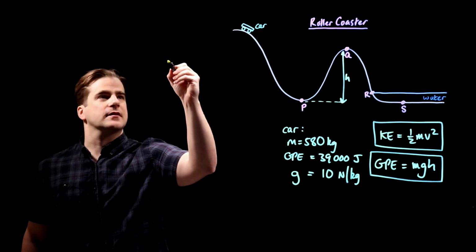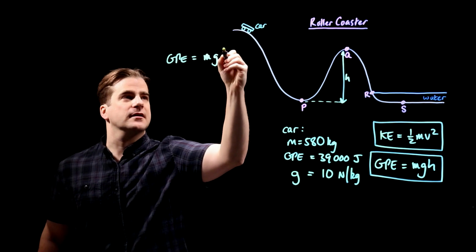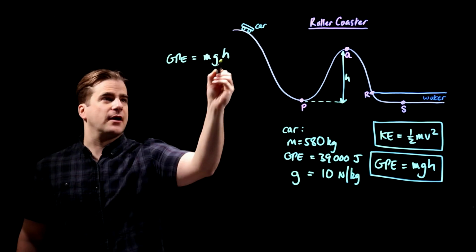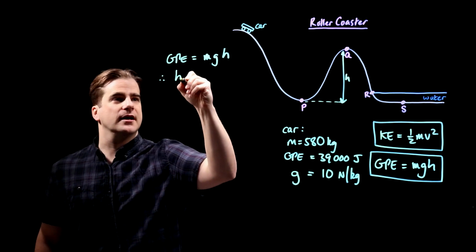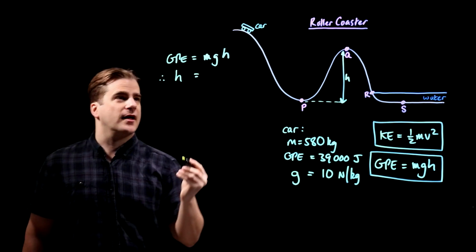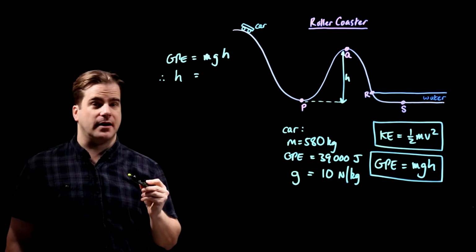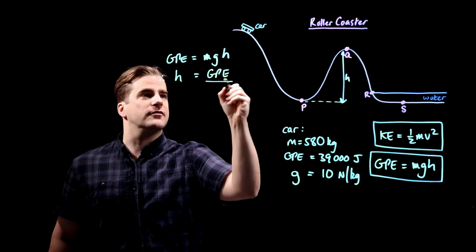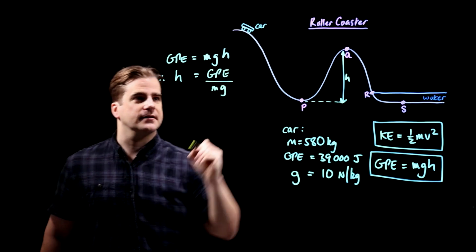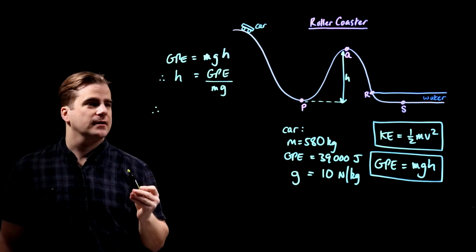Simple. So GPE is mgh. We want h, so we have to rearrange that to make h the subject. Therefore, h is equal to, we do that by taking the mg onto the other side by dividing both sides by mg. So we get GPE over mg. Simple. Stick in the numbers.